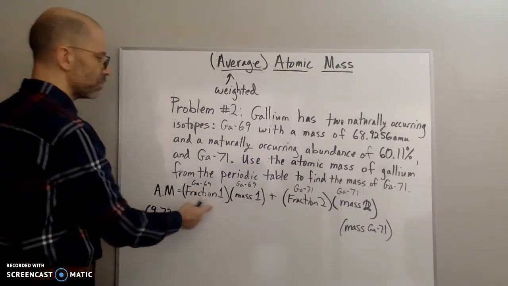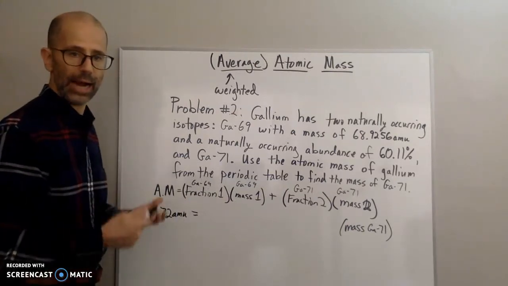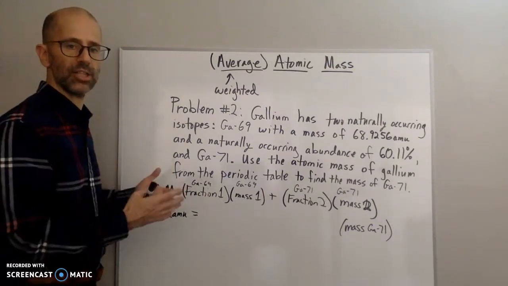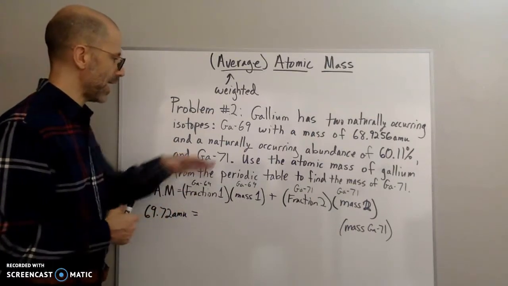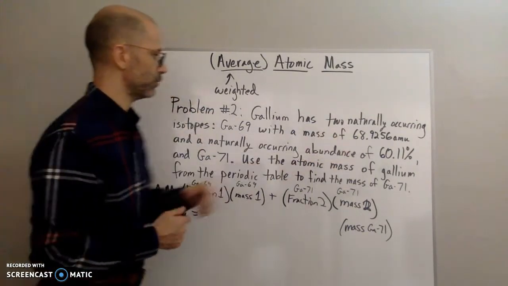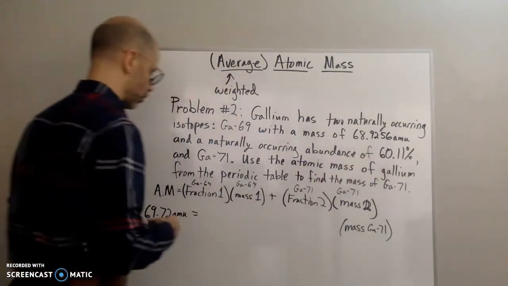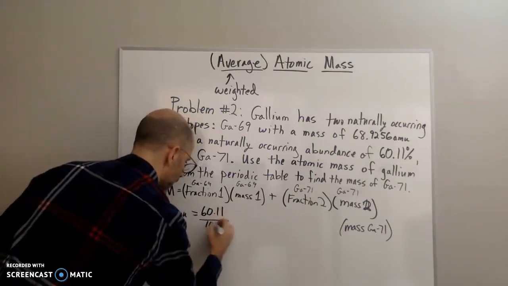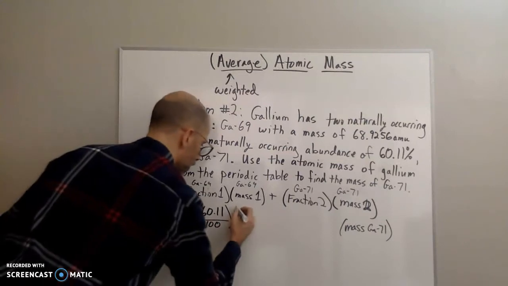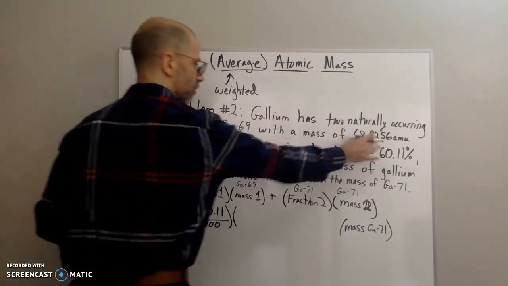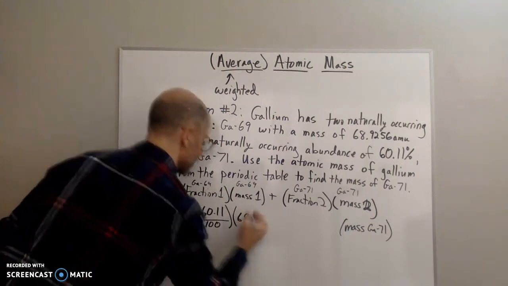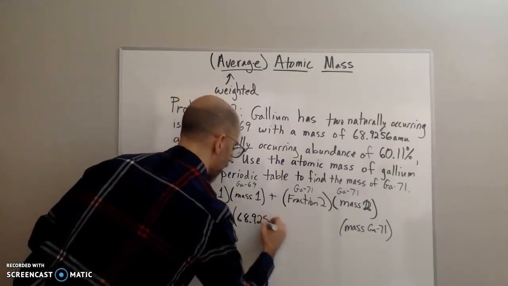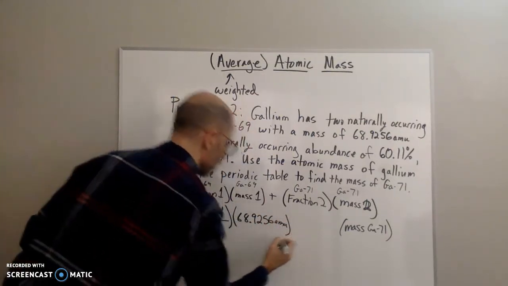They gave us the percent abundance. We can turn that into a fractional abundance by dividing by 100. So we assume 100 atoms. The fraction of 100 atoms that has that mass of 68.9256 is going to be 60.11 divided by 100. So that's our fractional amount. And we're going to multiply that by the mass of that isotope, 68.9256 AMU. Okay?